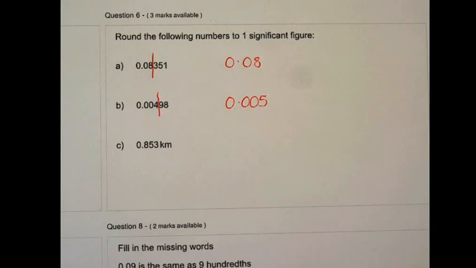I'm going to leave you to do part C of this question on your own on MathsWatch. Again, you can pause the video now and have a go at that on MathsWatch, or you can wait until the video is finished and then try them all together.